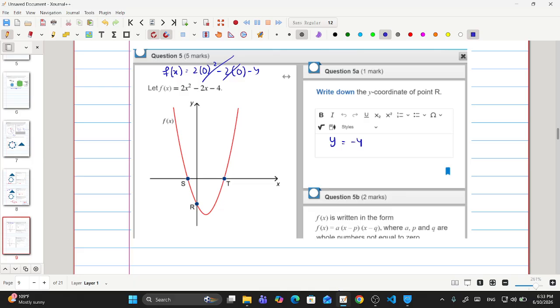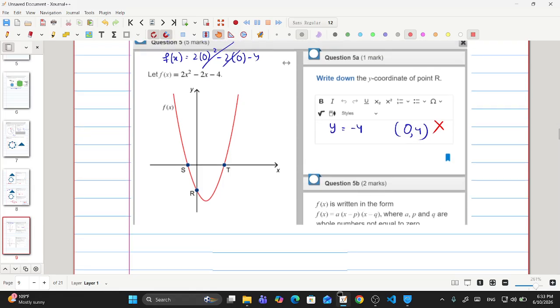Just be careful. I hope that examiners won't cut your marks for that, but don't write your answer in this form. Ideally, if it would have said write down the coordinates of point R, then this would have been correct, 0 comma negative 4. Ideally, just write y equals negative 4. That would be better off.